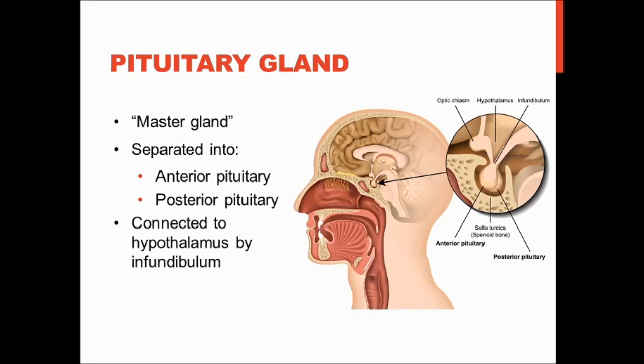So the pituitary gland is known as our master gland. So the master regulator is the hypothalamus, the master gland is the pituitary gland, and that's because it produces the most hormones in your entire body, specifically the anterior pituitary. It's separated into the anterior pituitary and the posterior pituitary. It's also in your brain, a little bit inferior to the hypothalamus, and it's connected to the hypothalamus by a stalk called the infundibulum. So we'll talk a little bit more about each of those.